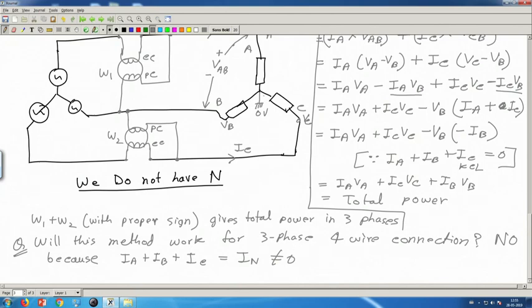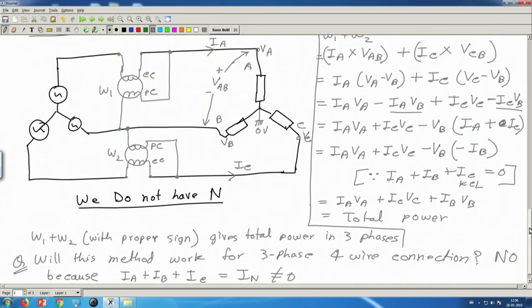If I do not have the fourth wire, then there is no fourth current, so then this is of course 0. Then this derivation is true. But if I have a fourth wire, then this is not true. But yes, of course, you may say that if the load is perfectly balanced, then even if we have a neutral wire, this method will work. But if there is any unbalance between these loads, then with the fourth wire, this method will not work.